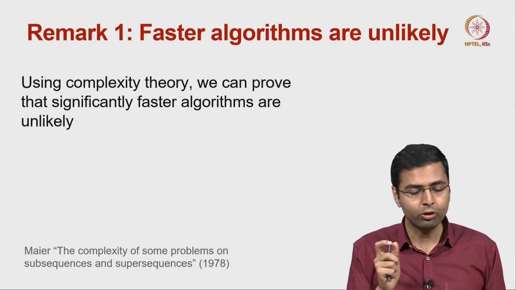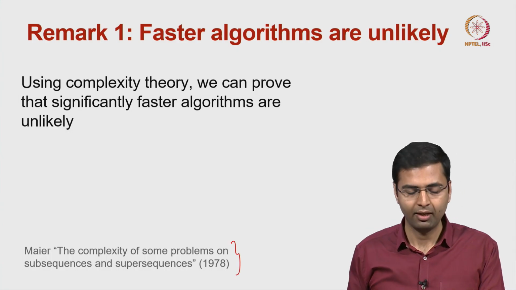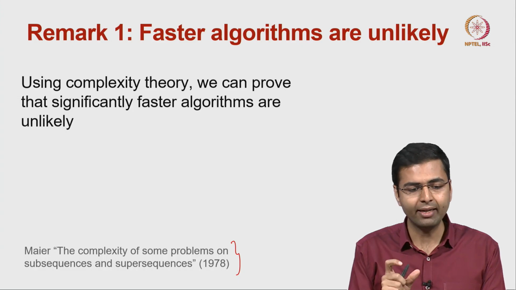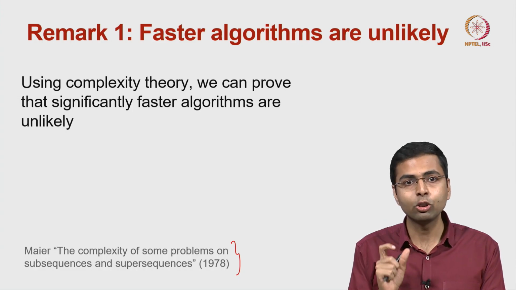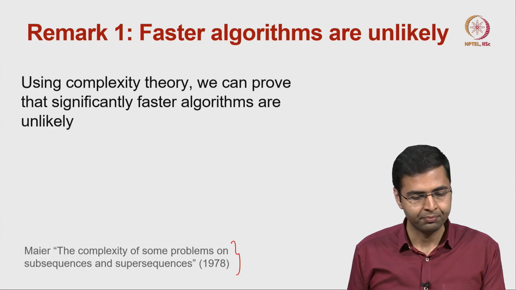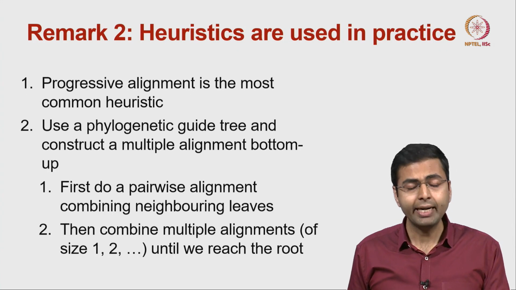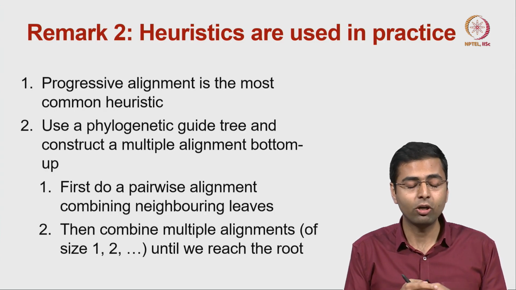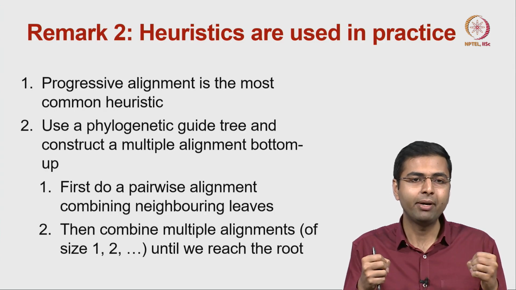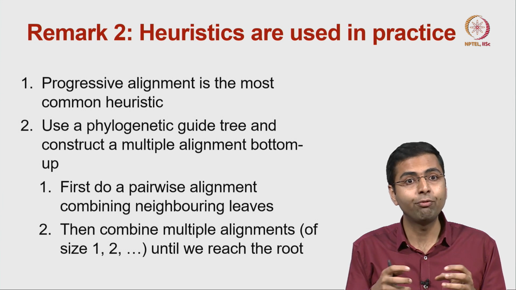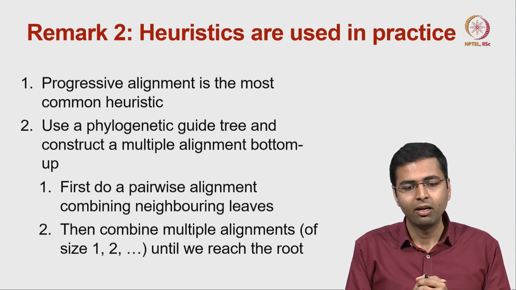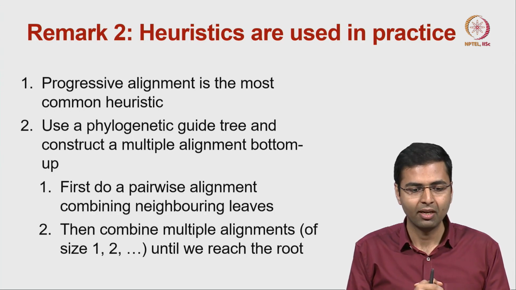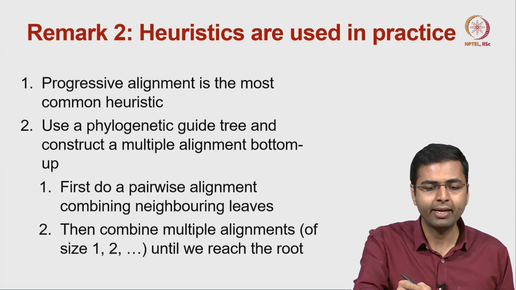If you want to read more about the proof, you can refer to this paper, which uses complexity theory to prove that multiple sequence alignment belongs to the class of hard problems. The second remark I want to make is that in practice, because computing exact multiple sequence alignment is often unfeasible for a large number of sequences, most implementations use ad hoc heuristics, and among those heuristics, progressive alignment is the most common.